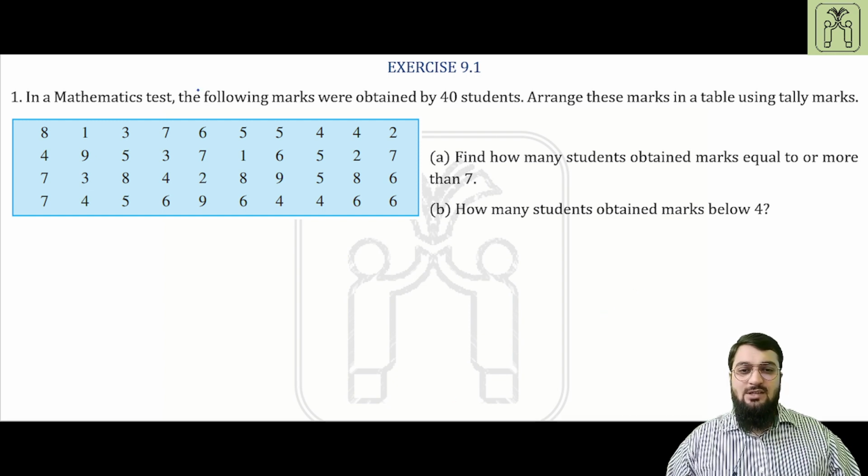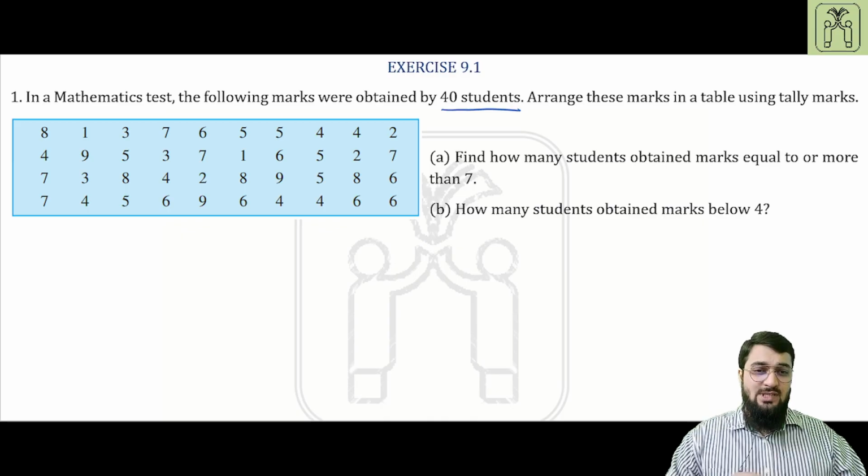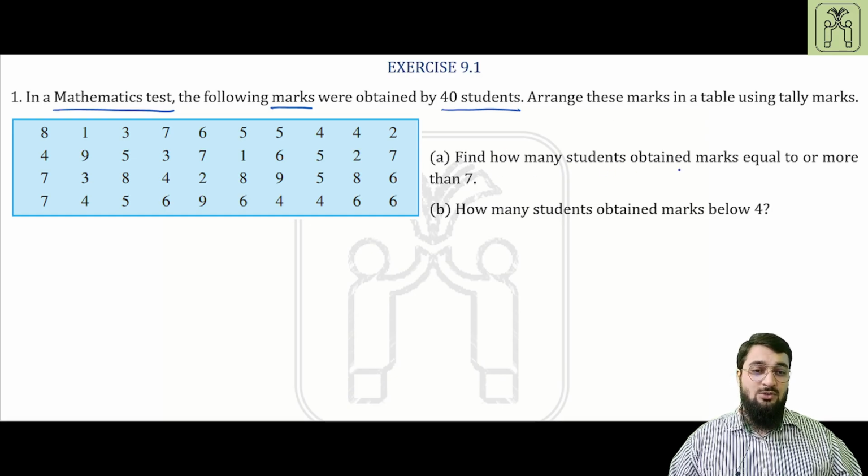Okay, so exercise 9.1, question number 1 says, in a mathematics test, the following marks were obtained by 40 students. So the set of people whose data has been taken is 40 students, and the thing which has been recorded is the marks in the mathematics test. Arrange these marks in a table using tally marks. Find how many students obtained marks equal to or more than 7. That is the first task. And B, how many students obtained marks below 4. So there are two tasks which have to be performed.